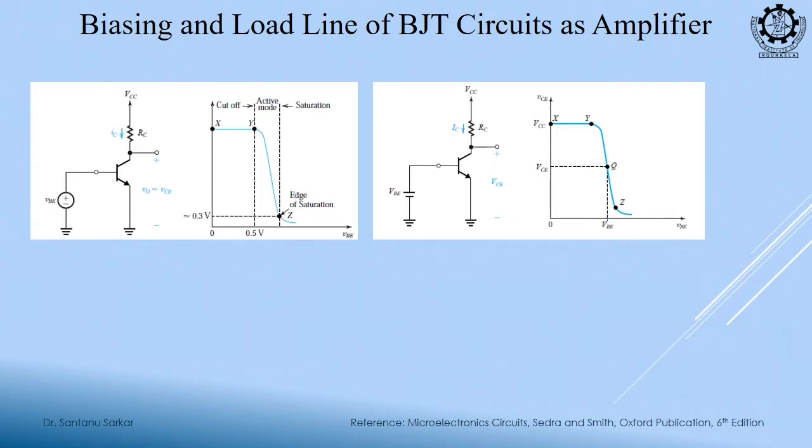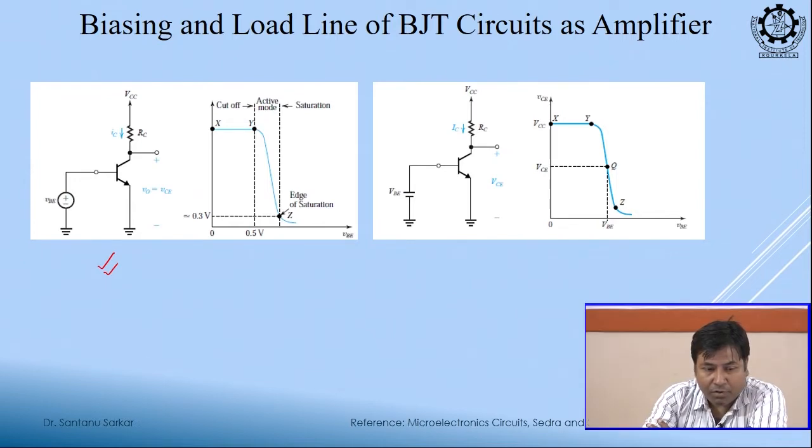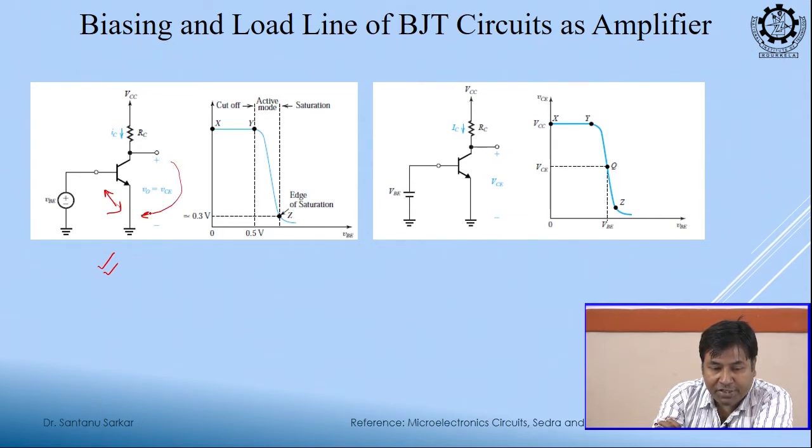Now, let us come to this circuit. What circuit is this? Which one is grounded? Emitter is grounded. Input is given to which terminal? Base. So, this is my input side and output is taken from collector. So, output and input, which side is common?